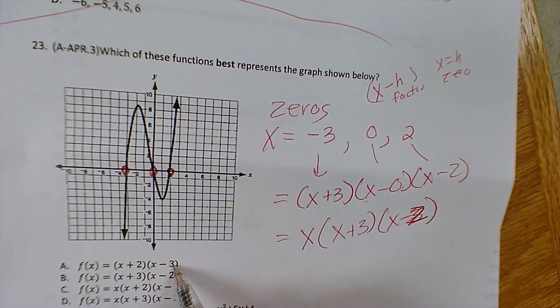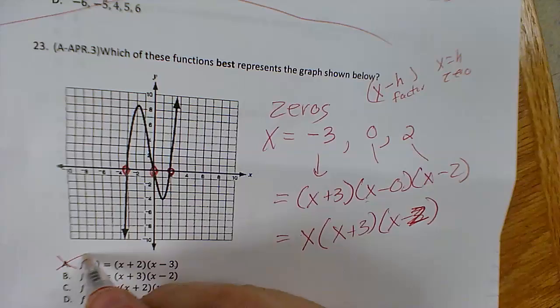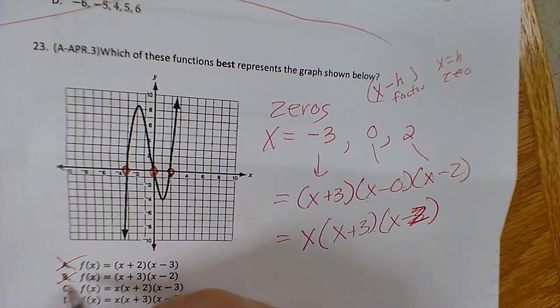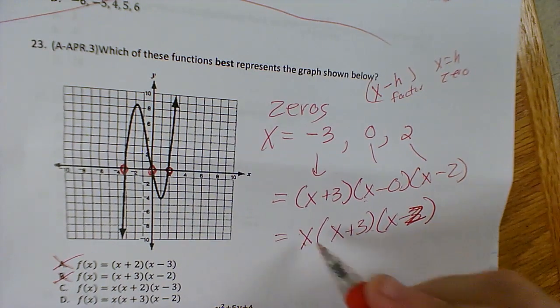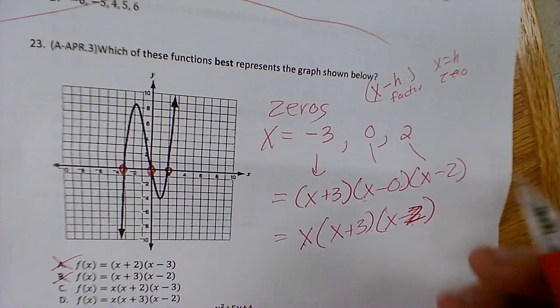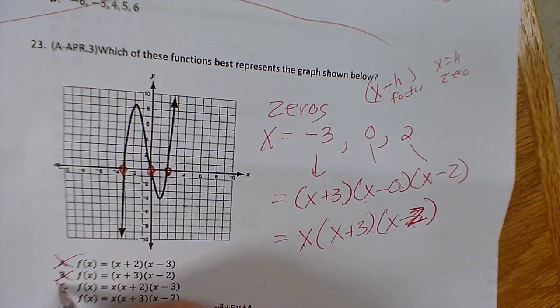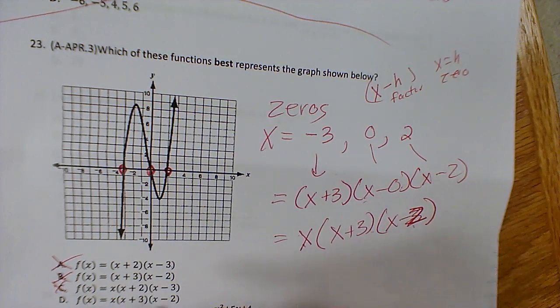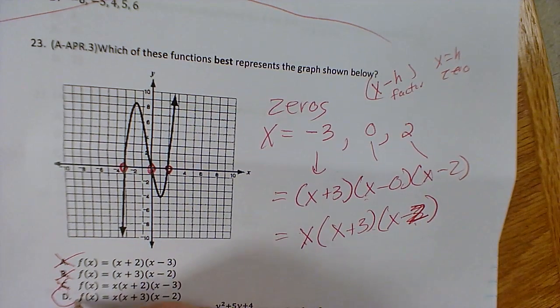So the first 2 don't have everything, so A is incorrect. B, same thing. But for C, we have x, but they have an x plus 2. They're seeing if you make the mistake of forgetting to switch it. But then we have x, x plus 3, x minus 2. Answer choice is D.